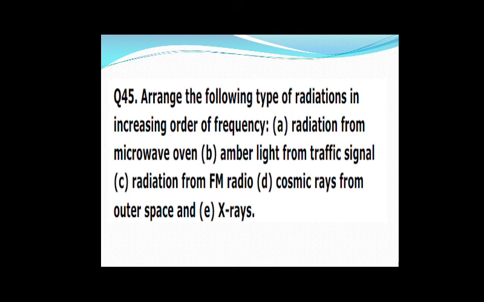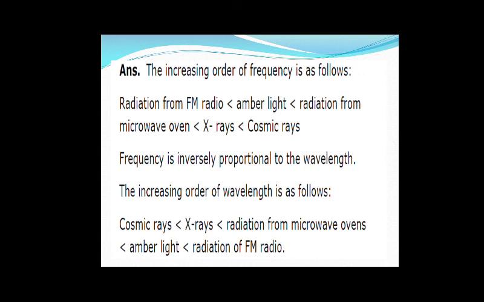So on the basis of that, I hope you can easily arrange it, because that arrangement also was of increasing frequency. You can see the answer would be radiation of FM radio, then amber light, then radiation from microwave, then X-rays, then cosmic rays will come. This is the increasing order of frequency, or decreasing order of wavelength. The order will be reversed if they ask for wavelength; wavelength will be in decreasing order.